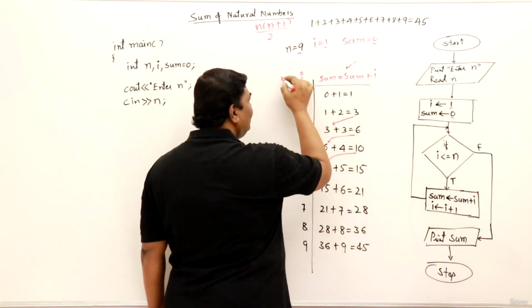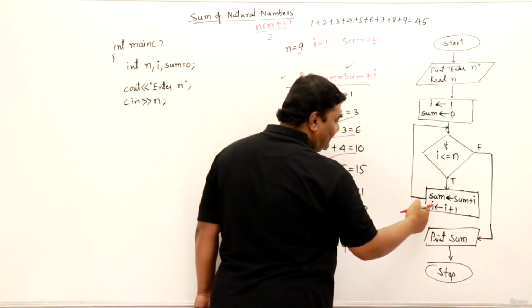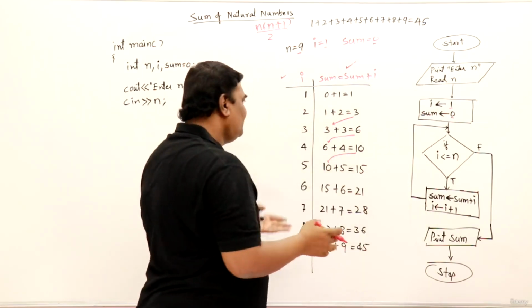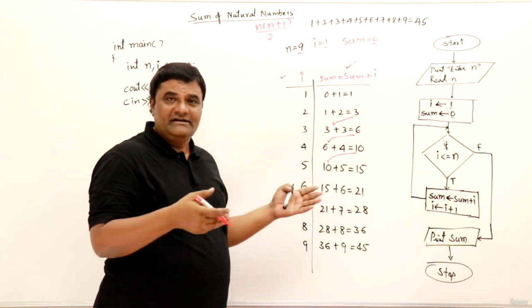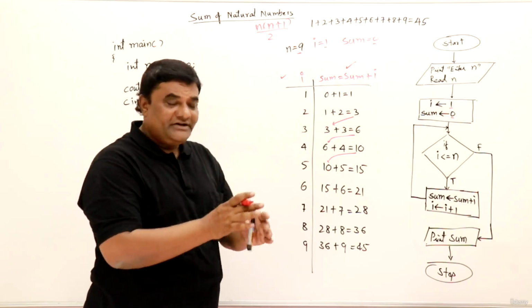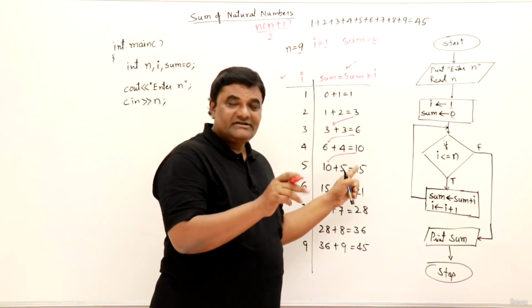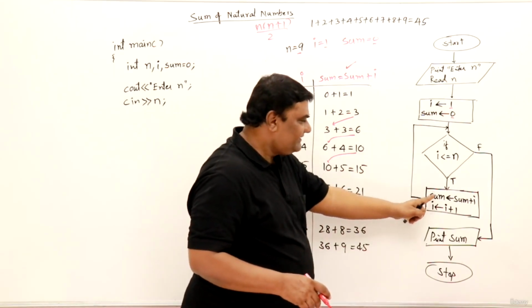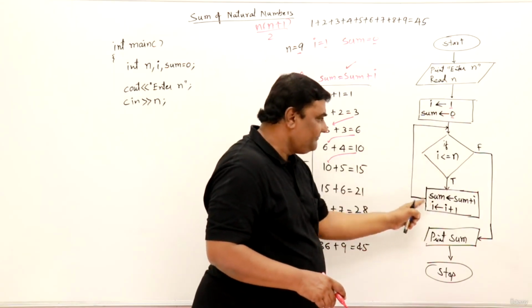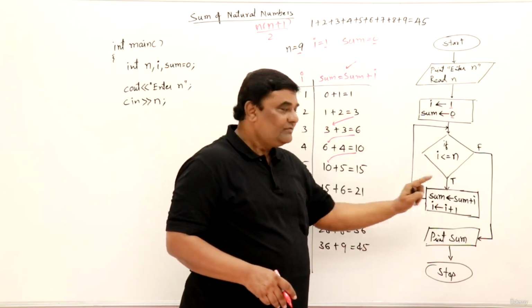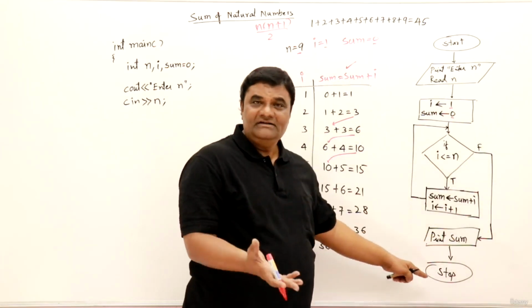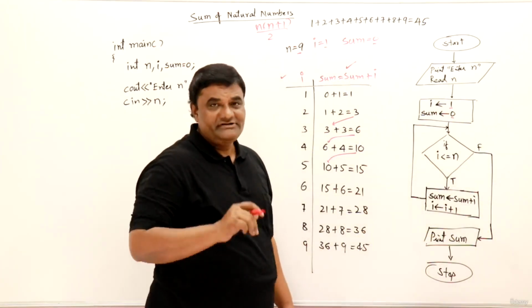First add, then later on increment I. Add, then increment I. First is this column, second is this column, it doesn't matter whatever the column may be. But who is executing first? This one. Addition is done first, then I is increased, then again repeat as long as the condition is true. If the condition is false, we got the sum. Print sum and stop. So this is the procedure.